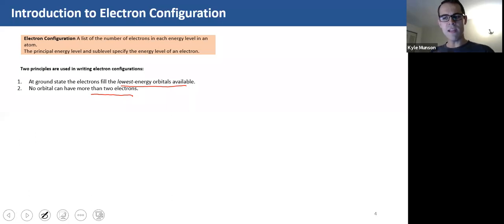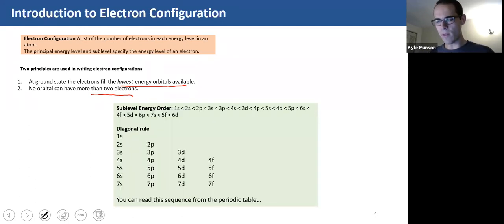Okay, so if electrons are supposed to fill the lowest energy orbitals available, how do we figure out the lowest energy orbitals available? Well, there are 3 ways you could do it. The first is you could just memorize it. So this is a list of the sublevels in order of increasing energy. Or you can use something called the diagonal rule.